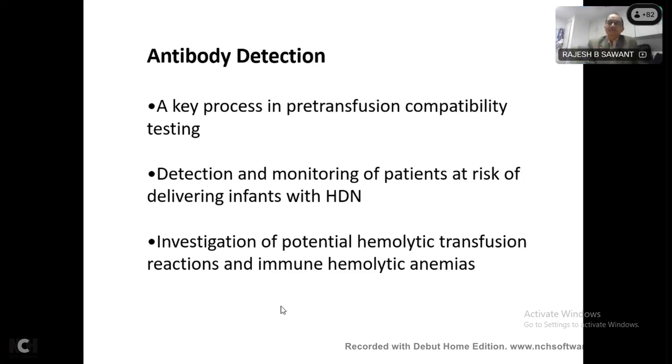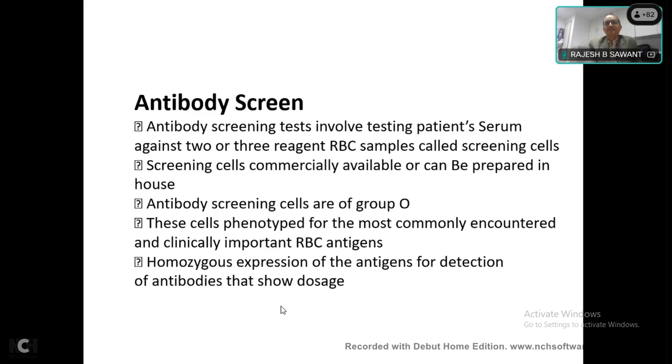Now, how will you detect these antibodies? The key process in pre-transfusion compatibility testing is actually excluding antibody or detection of these antibodies, right? Also for high risk infants, in case of HDN and all, you need to be aware of the antibody that is possible and its detection, right?